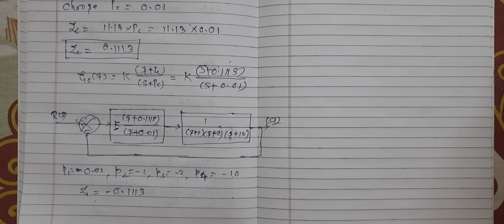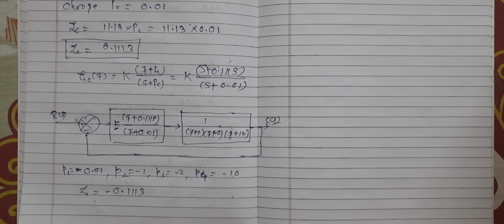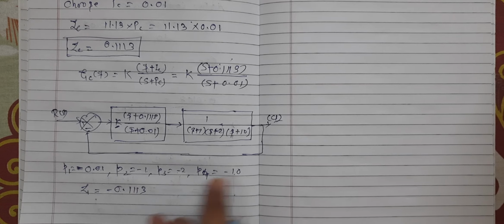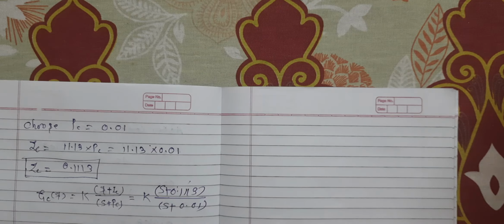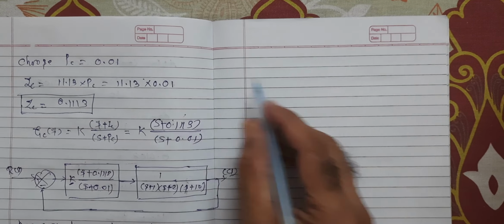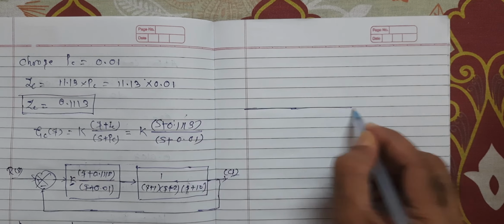So these are our poles and zeros. Now for this one I will give you the simple idea of how to draw it. So we will again draw the graph.